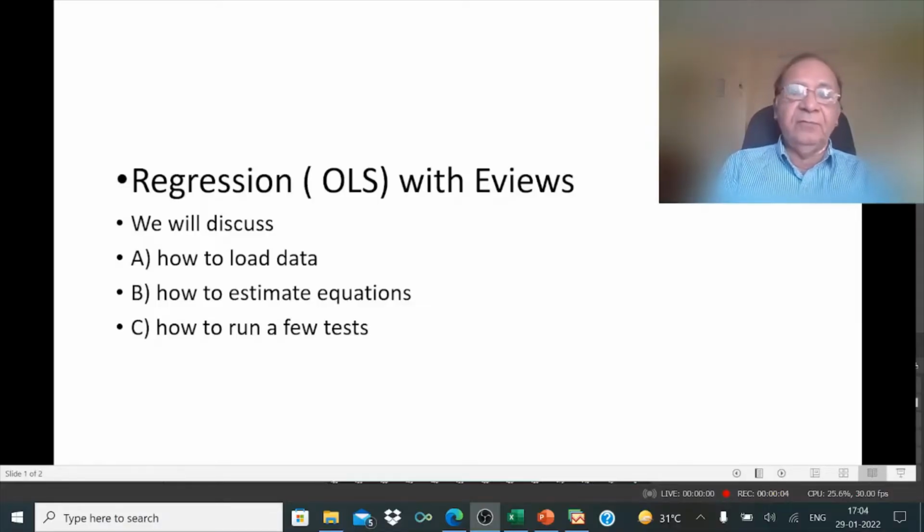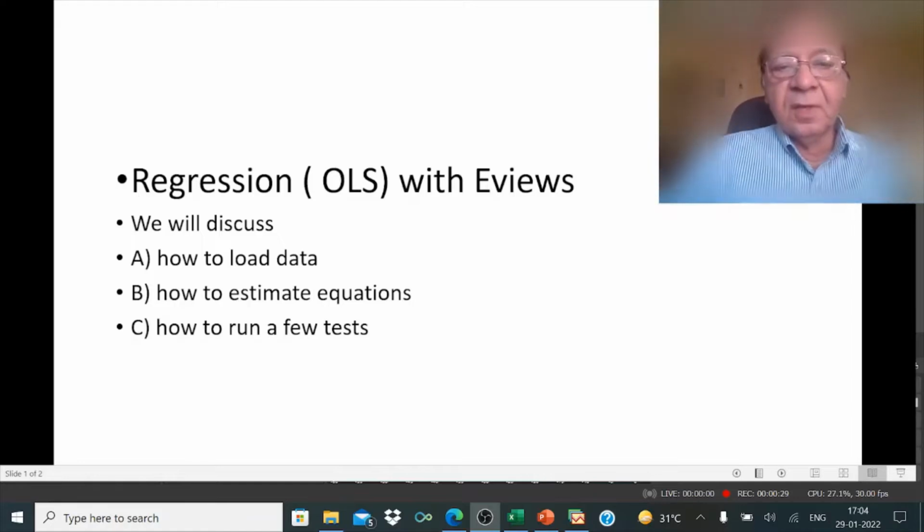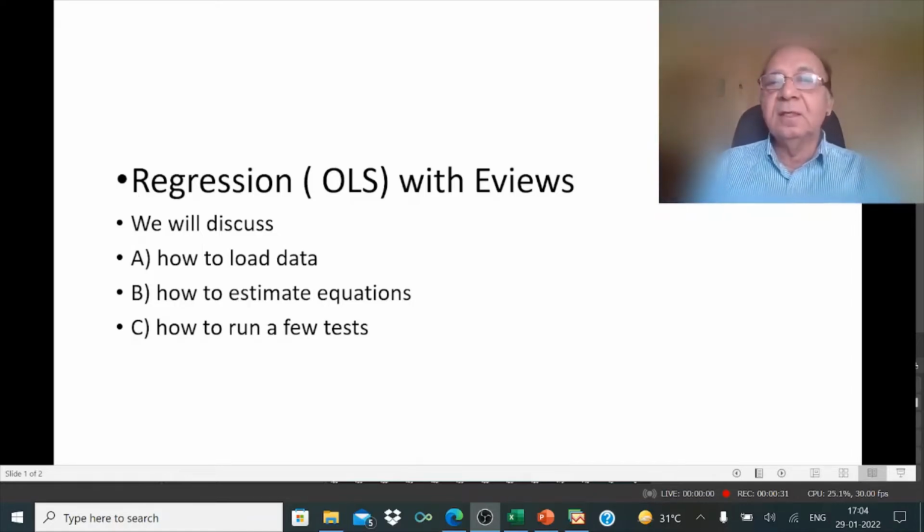Friends, today we are going to learn how to run regression, the ordinary least squares method, with the EViews system. Today we will discuss how to load data on EViews, how to estimate equations, and how to run a few tests.